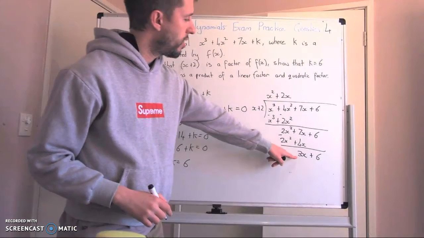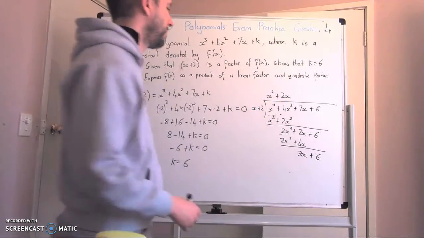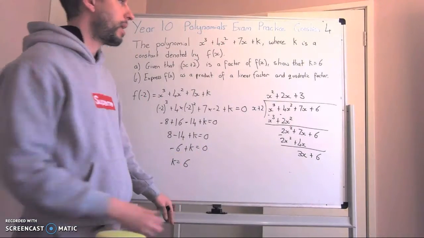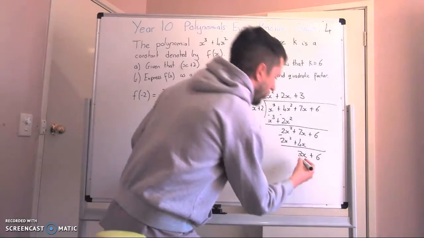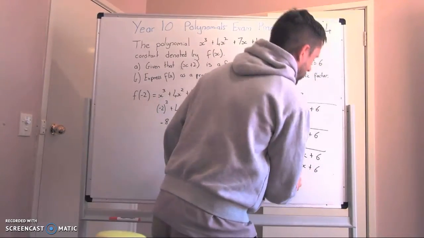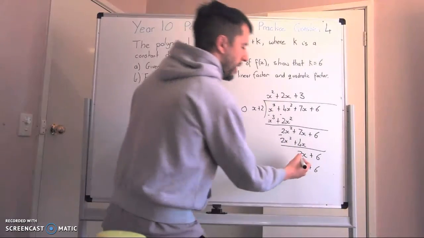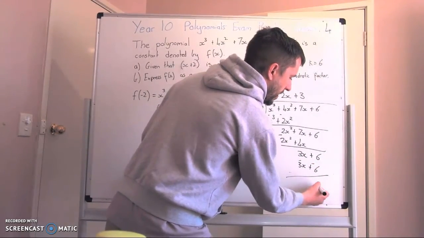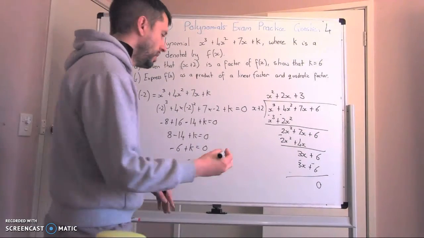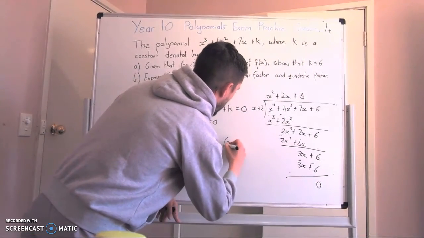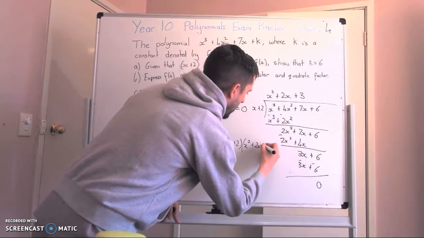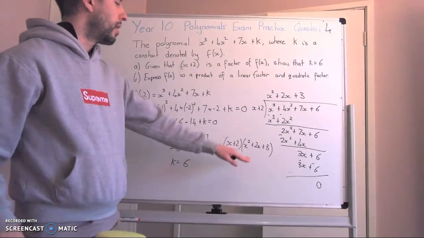Same thing applies. 3x divided by x is going to give me 3. I work backwards. 3 times x is 3x. 3 times 2 is 6. So I've got 3x plus 6. So that is being taken away, and I get 0. So I've got my quadratic, and I've got my linear factor. That means I can write it as x plus 2 and x squared plus 2x plus 3, which is my quadratic factor.